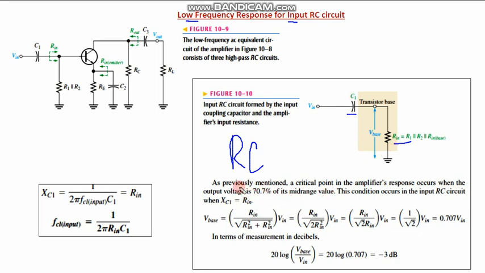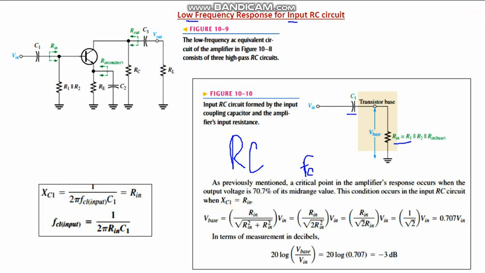Now over here, let's talk about its critical point or critical frequency, which is FC. What would happen at FC? Over here it says that, as previously mentioned, a critical point in the amplifier response occurs when output voltage is 70% of its mid-range value. So this is, by definition, the critical frequency. Now this condition occurs in the input RC circuit when XC1 is equal to Rin.